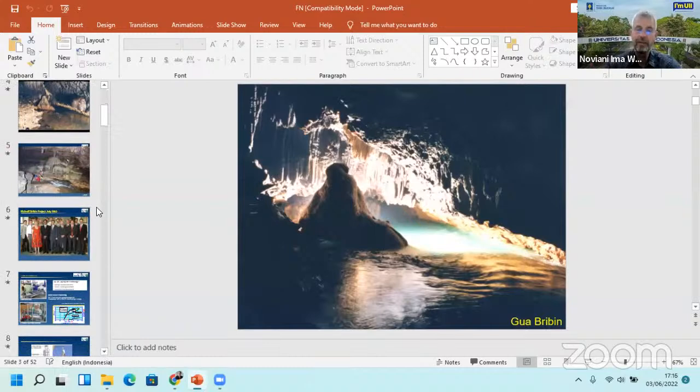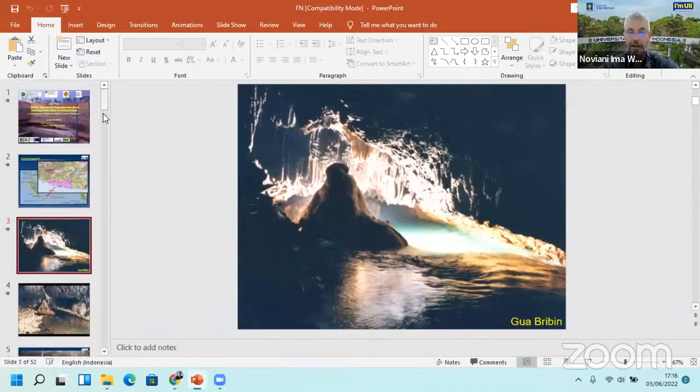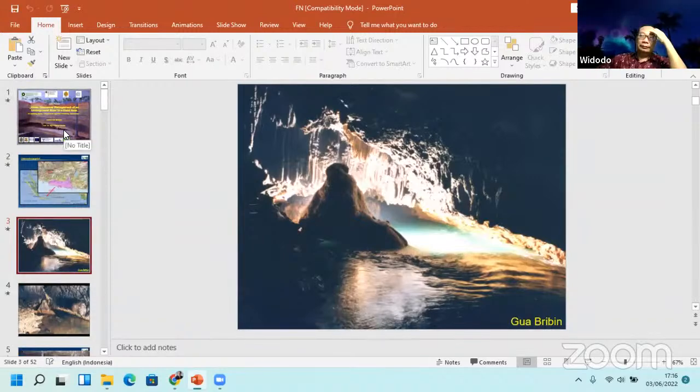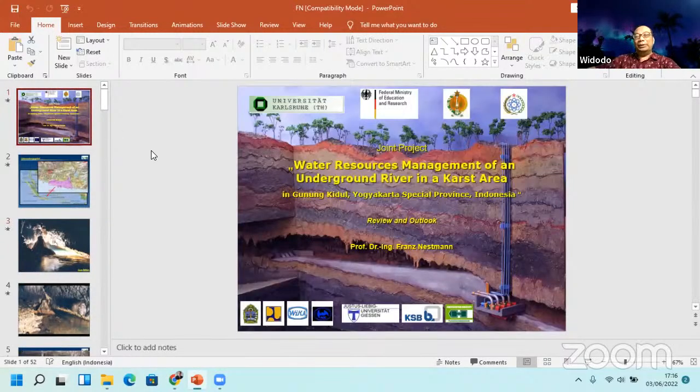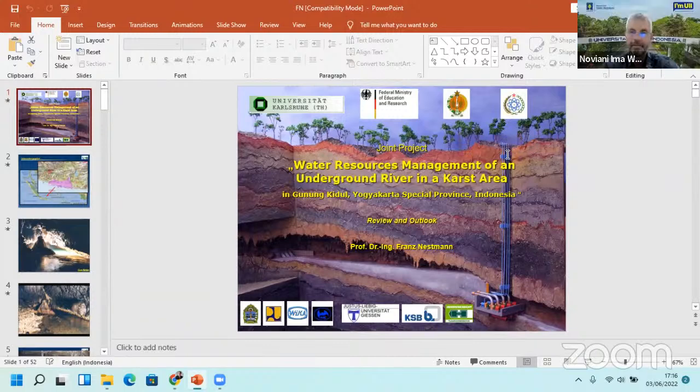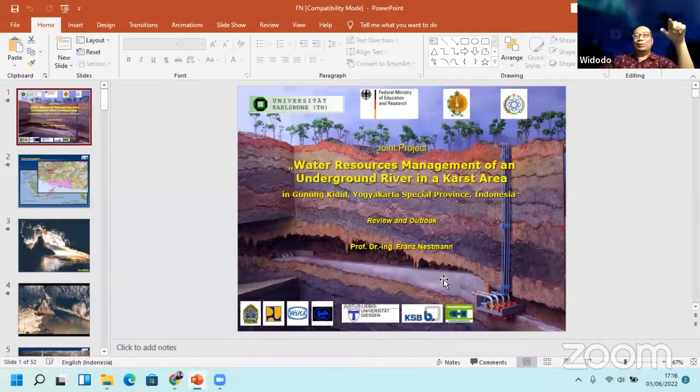That's why karst is so interesting and so complicated. There are entire books written on the karst. So, for example, of Gunung Kidul, in this case, the problem is not the water resources itself, but the problem is about the energy. How to pump, how to get the water from the underground to the surface. It is the problem. How to flow the water up here.